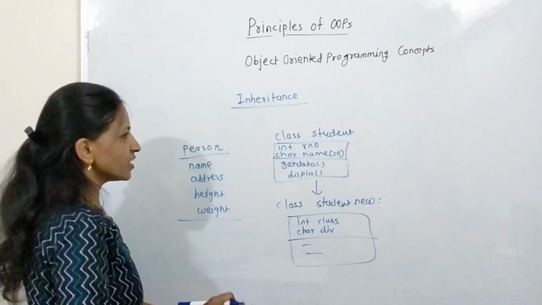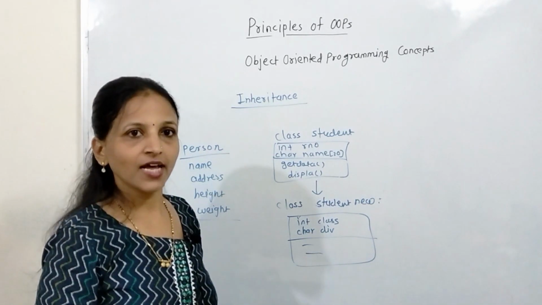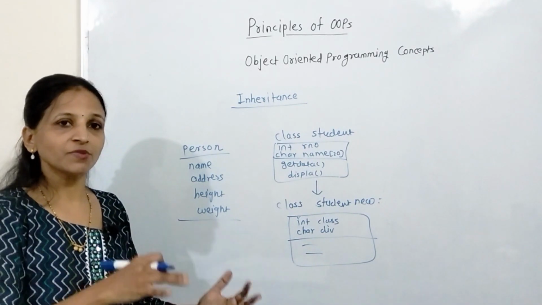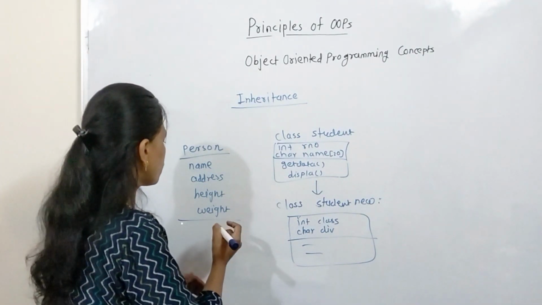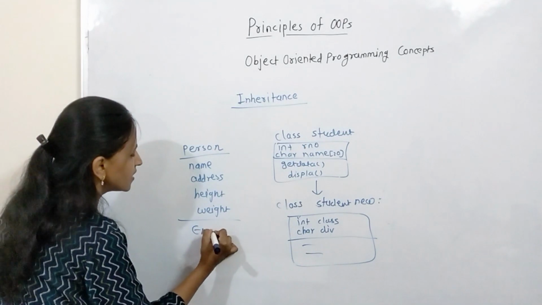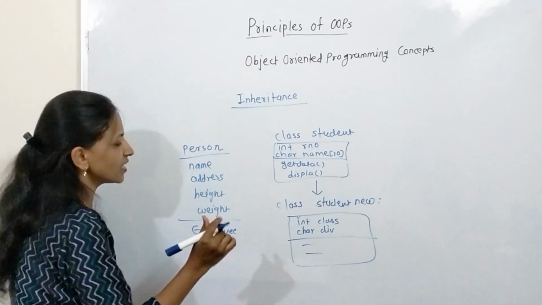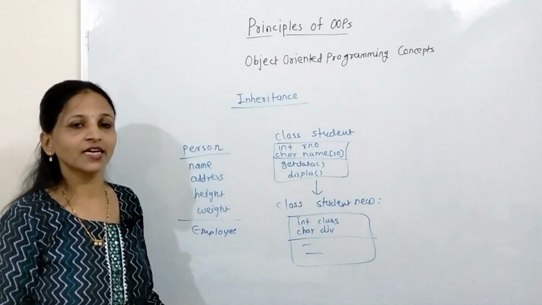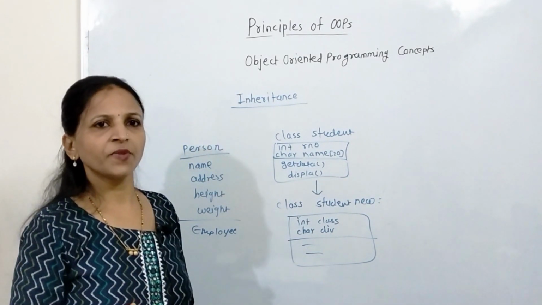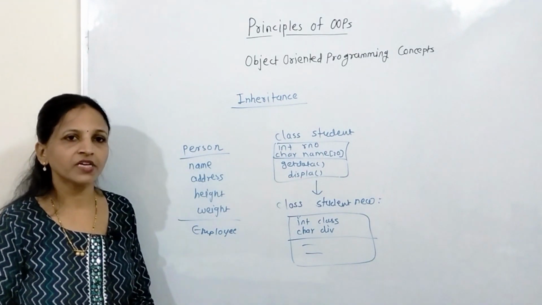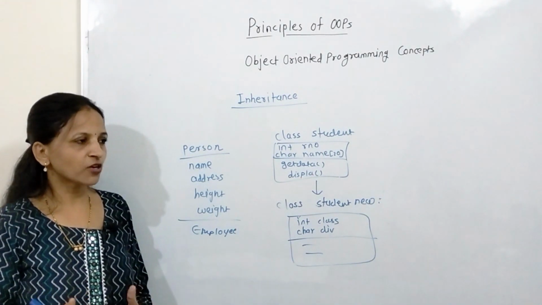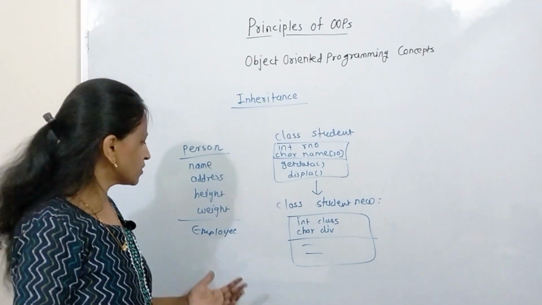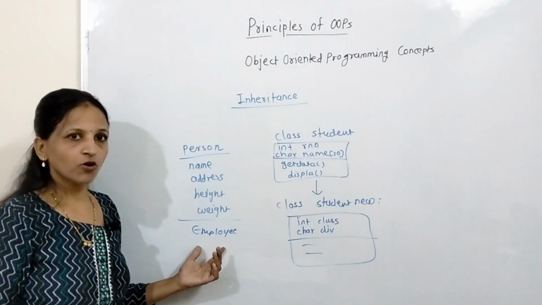Now I want to create one more class, that is the employee class. Employee is again a person, means if we want to create the employee class, then inside that again we would write name, address, height, weight. Getting? But some additional features are there, like salary of that employee, company name of that employee, and qualification of that employee. These are some important attributes about that employee object.